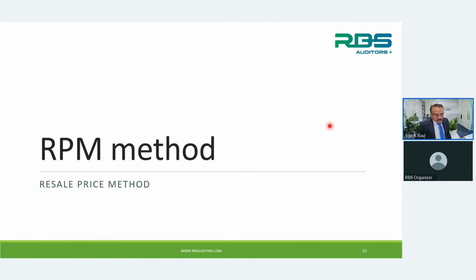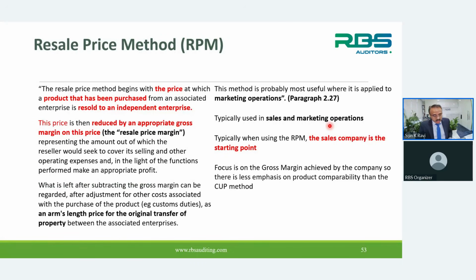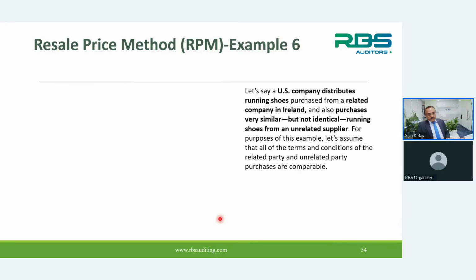Then the next method, RPM. RPM means resale price method. In the resale price method, a product purchased from the associated enterprise is resold to an independent enterprise. In simple terms, whatever the resale price is, that means the sales, then the cost of sales, then you will get the gross margin. So we will be focusing on that GP margin. Based on that, the resale price will be decided. We'll discuss in detail to understand the concept by example.